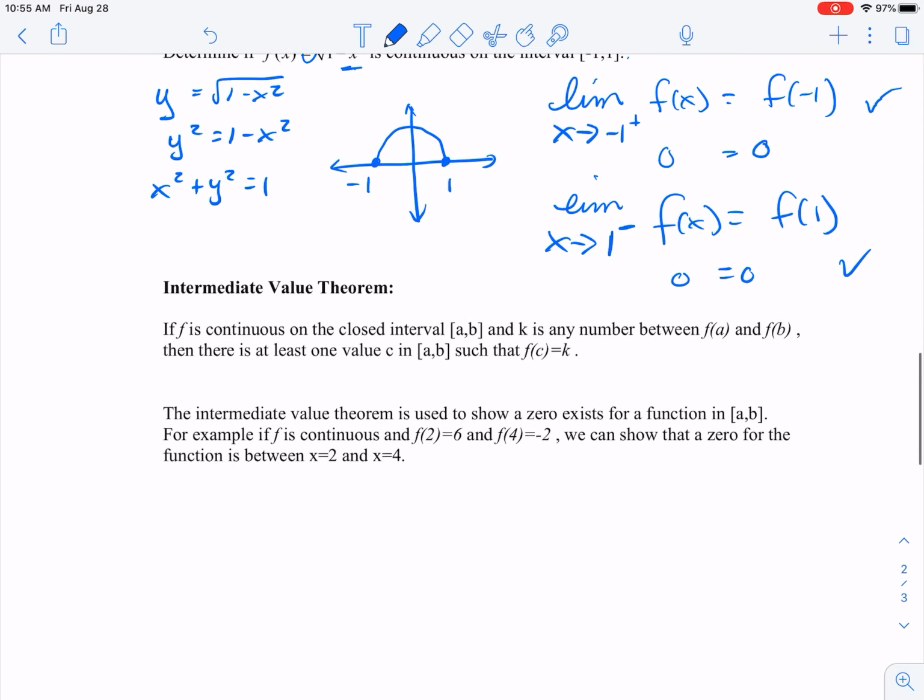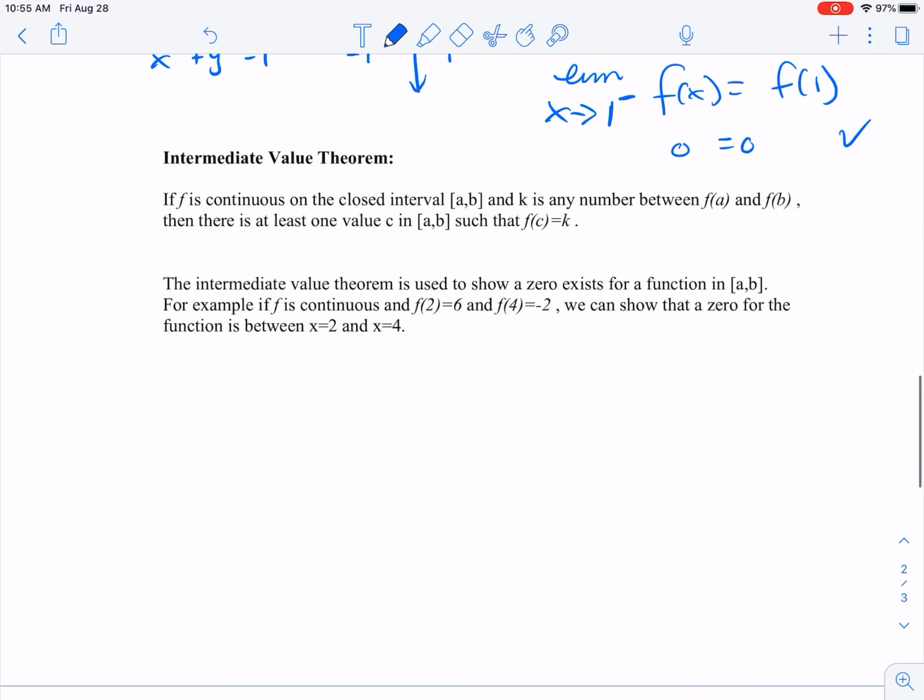Okay, last thing in today's lesson, it says this: f is continuous on a closed interval a to b, and k is any number between f of a and f of b. There's at least one value c in [a, b] such that f of c is equal to k. This is the intermediate value theorem. It's used to show that a zero exists for a function in [a, b]. For example, if f is continuous and f of 2 equals 6 and f of 4 equals -2, we can show that a zero for the function is in between 2 and 4.